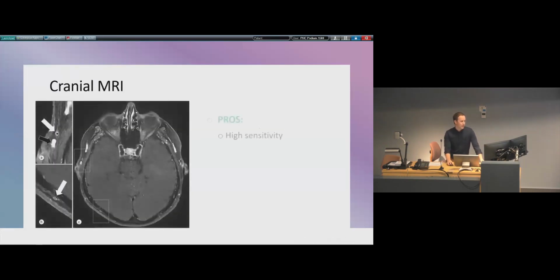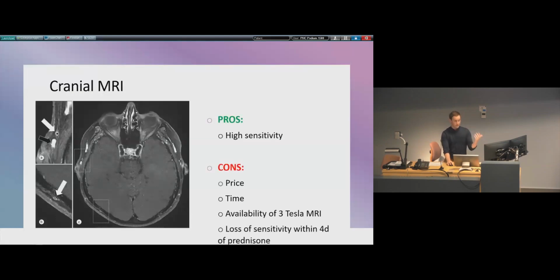Now, cranial MRI is highly sensitive. So if it's positive, definitely it's a good screening tool. Some of the cons: it's pricey, I should say. Time, so it's often a long exam. There's limited availability of 3 Tesla MRIs, which are needed to appropriately see these vessel walls. And it is quite sensitive to prednisone, so we lose sensitivity after about 4 days. And so it can be quite a challenge getting an MRI in due time.